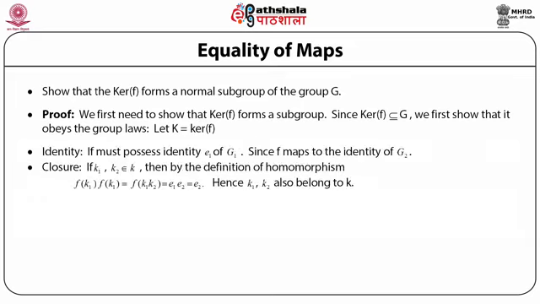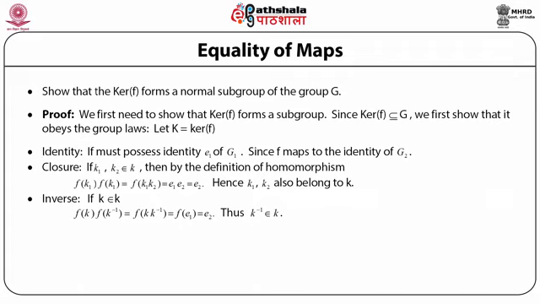So that means the identity should exist. So it must possess identity E1 of G1. Since F maps to the identity of G2, the closure property should be satisfied. If the elements K1, K2 belong to K, then by the definition of homomorphism, F of K1 K2 is equal to F of K1 F of K2, which is equal to E2 E2, which is equal to E2. Hence, K1 K2 also belongs to K.